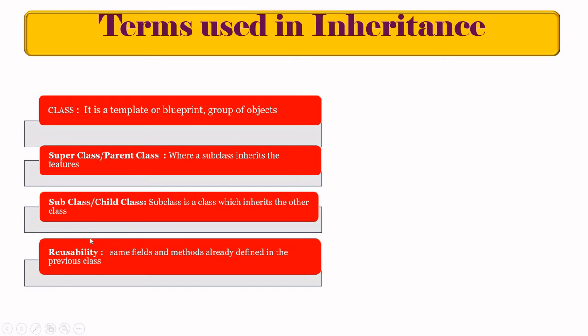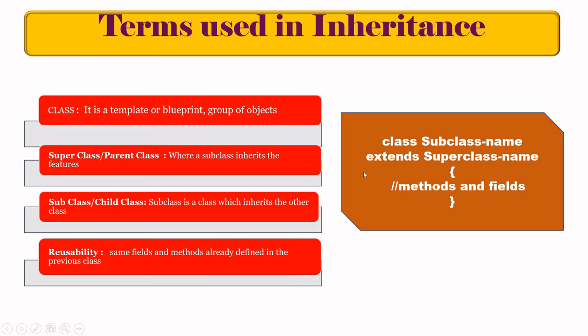Okay, the last term in inheritance is reusability. As I already told you, a class has some special reusable properties or features. Methods and fields are called the properties of the class. When you use inheritance, you reuse that reusable field and method in the child class or subclass. So that's why reusability is implemented in inheritance. So these are all the important terms used in inheritance.